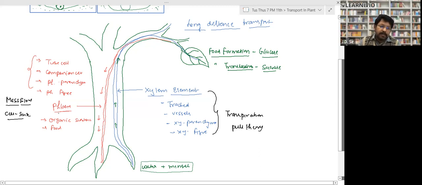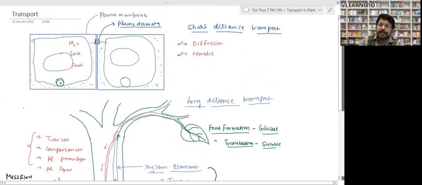So phloem helps in the translocation of organic substances like food, right? Phloem is made up of sieve tube cells, companion cells, phloem parenchyma, and phloem fiber. And we have already understood that long distance translocation of the food takes place with the help of the mass flow hypothesis. We will revise it again as well, right? So in a nutshell, what I want to say to you is that this is the complete scenario of this complete chapter.